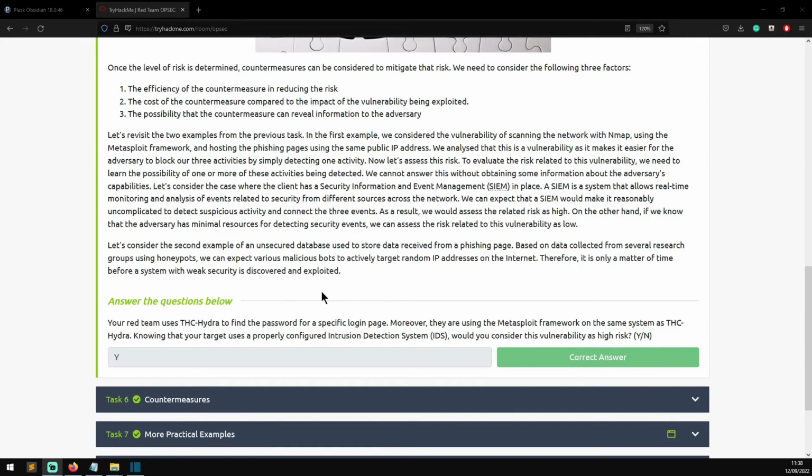Answer the question below. Your team uses THC Hydra to find passwords for a specific login page. Moreover, they use Metasploit framework on the same system as THC Hydra. Knowing that your target uses properly configured intrusion detection systems, would you consider this vulnerability a high risk? Yeah, absolutely, because it will be picked up instantly, and if you're using different services on the same IP address, it's just going to thwart your whole operation.